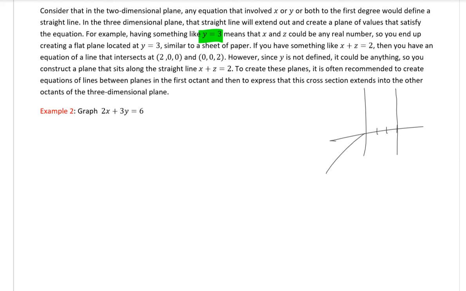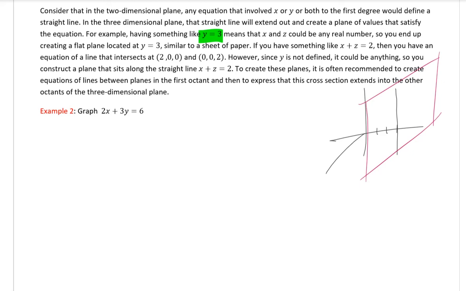Right now I just have all those z values that are true, but x could also be true, so what you actually define is a plane that goes through that place. So what this looks like is basically a plane like so, like a piece of paper.